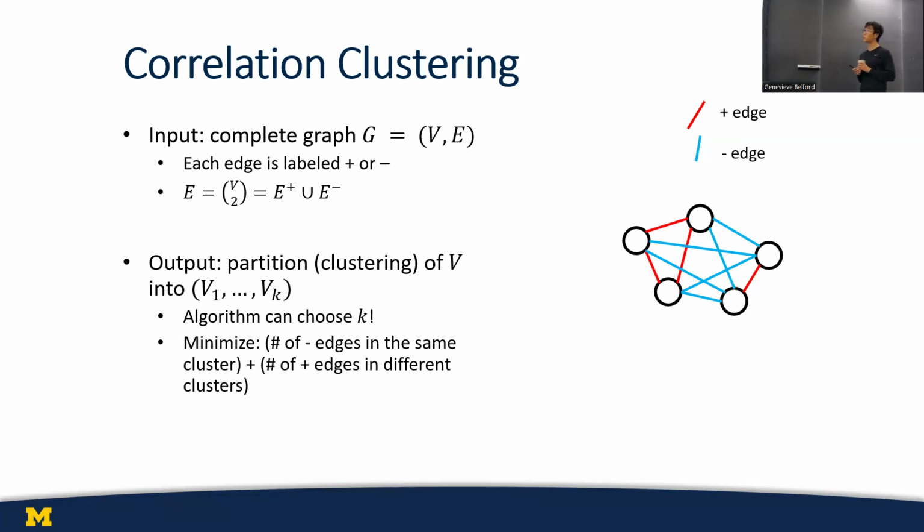So it's a minimization problem: you want to minimize the number of mistakes. That's the entire description of the problem. Any questions?